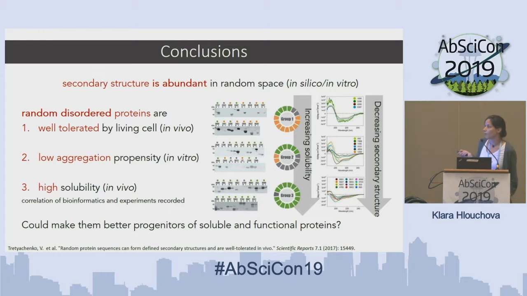In short, this plot summarizes all these experiments. We looked at expression and solubility in E. coli and also secondary structure using CD on purified proteins. I don't really want to go into much detail, but to summarize, we confirmed that secondary structure is quite abundant in random sequences, and we did not really expect to see that. Also, the random sequences that have high disordered content seem to be better tolerated by living cells. They have low aggregation propensity, and we hypothesized that these could make them better progenitors of soluble and functional proteins.